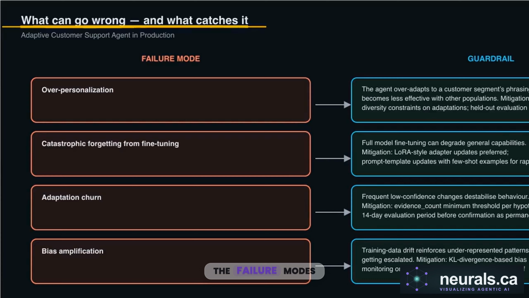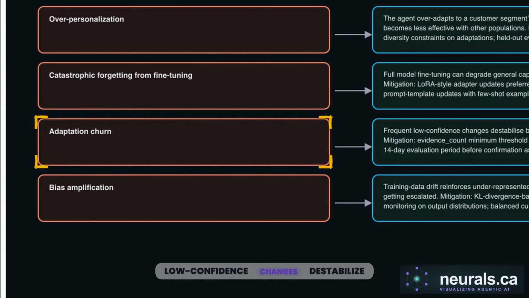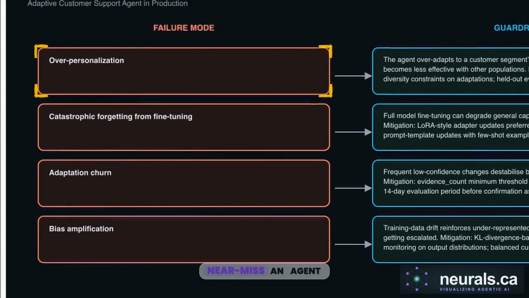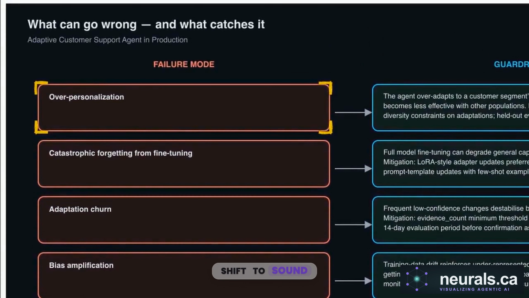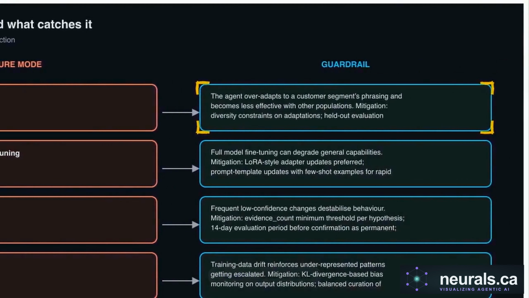Looking at the failure modes chart, removing these constraints introduces immediate chaos. The system risks severe adaptation churn, where frequent low-confidence changes destabilize behavior, or bias amplification, where training data drift reinforces bad patterns. We see this in the top risk category. In a live near miss, an agent proposed a tone shift to sound more empathetic. The phrasing change bypassed a strict data check and quietly began over-promising impossible 24-hour refunds to angry users.